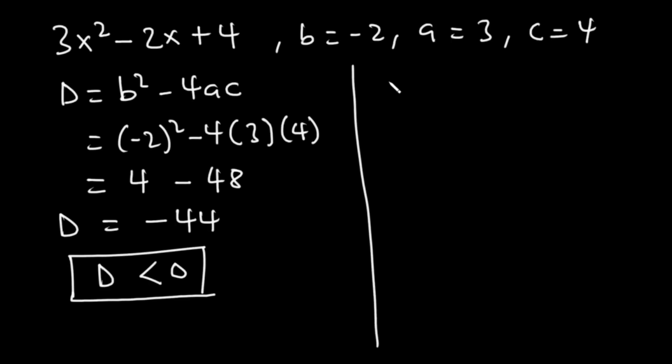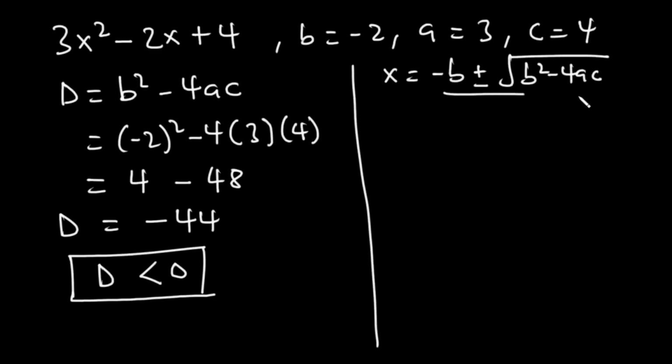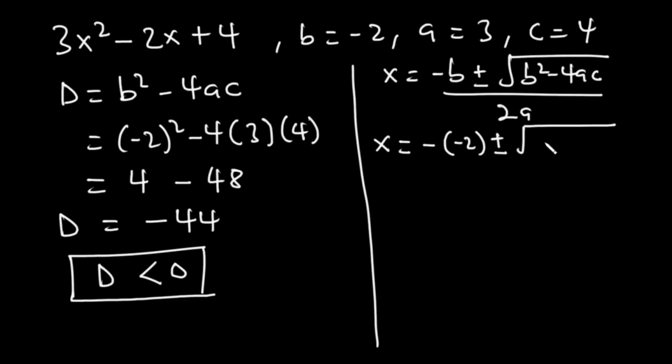Using the general quadratic equation, we know that x is equal to negative b plus or minus the square root of b squared minus 4ac divided by 2a. Now b is negative 2, so we have negative into brackets negative 2 plus or minus and then the square root of negative 44 divided by 2a, and a is 3.